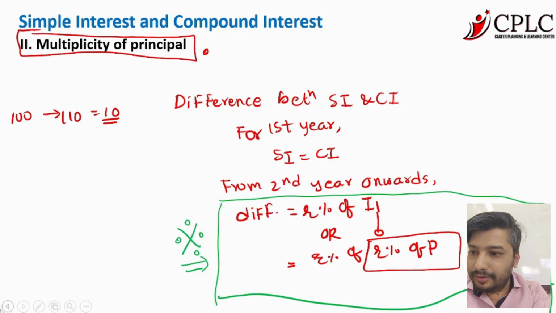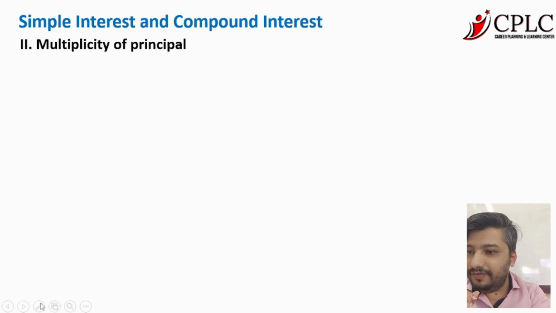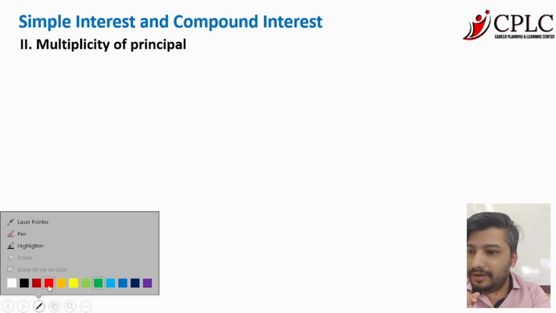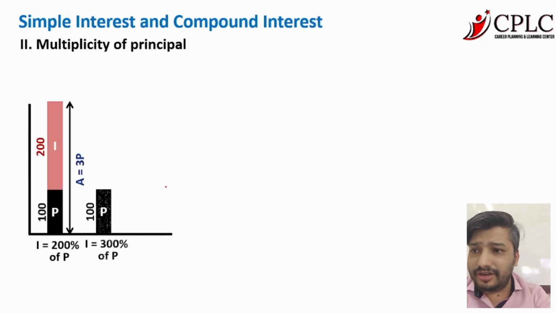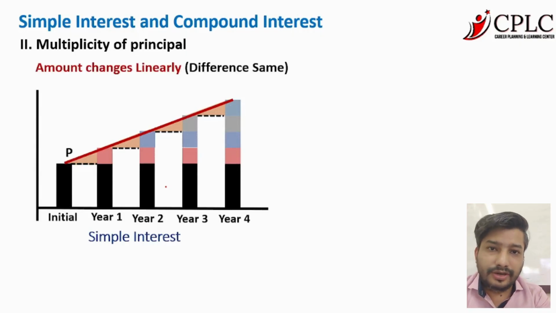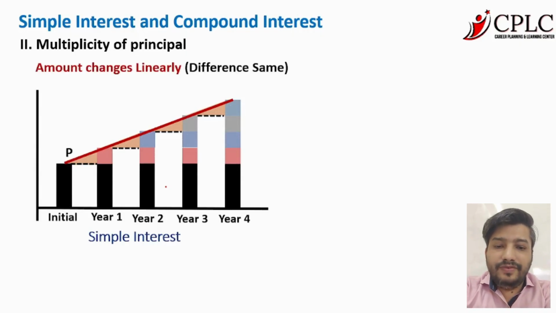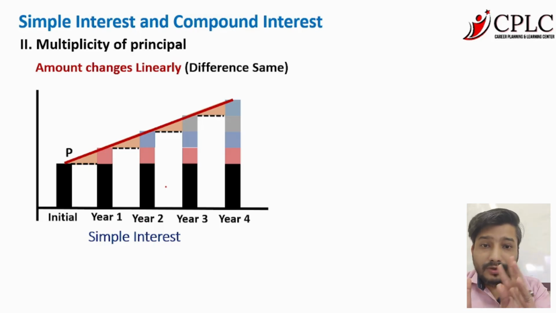Now let's look at the other idea, which is going to be multiplicity of principal by integral number of values. Now this is a very straightforward idea. So what happens here is that you have been given two scenarios, and in each scenario everything is mentioned to you. You just have to read that and understand that from the questions, and you can get your answers.